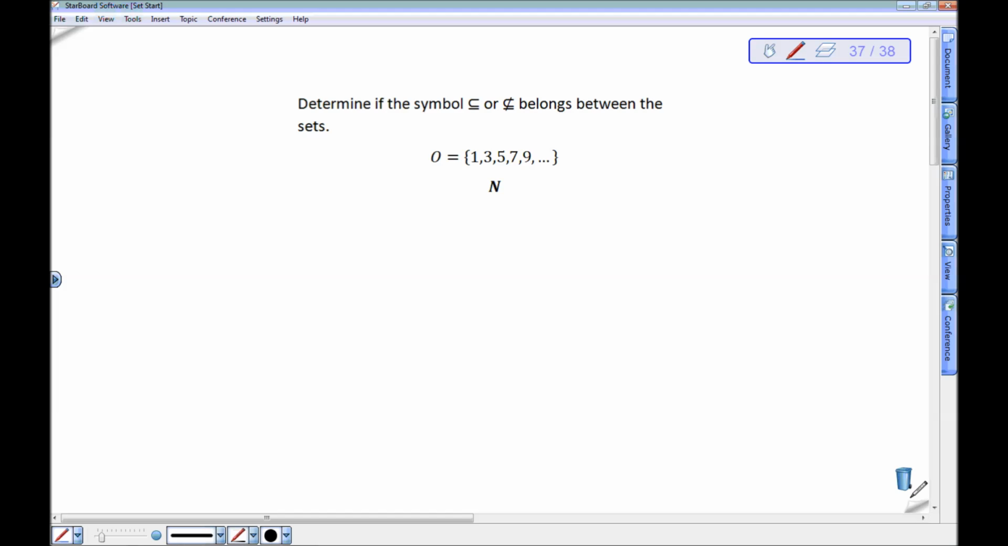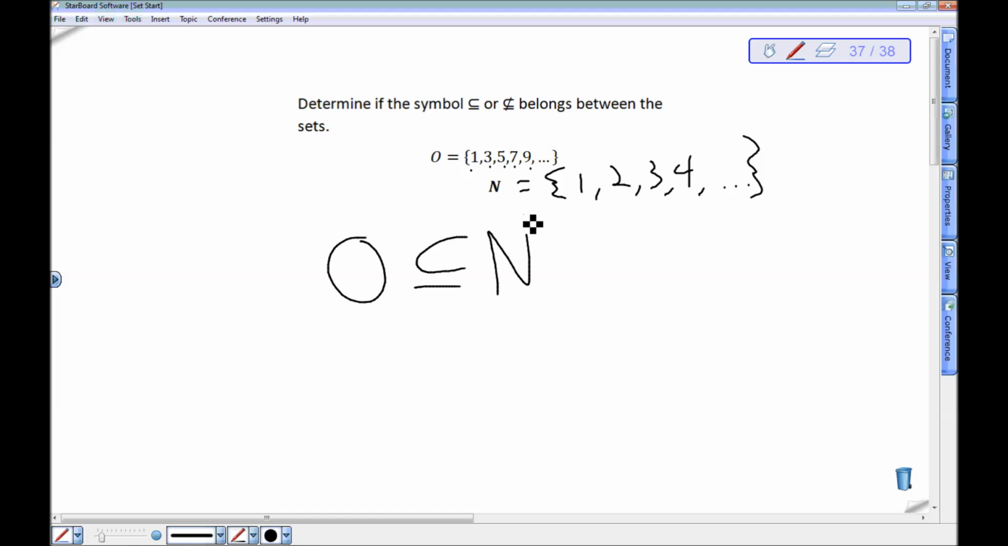Here I've got a set O. It's the numbers 1, 3, 5, 7, 9, and so on. And then I have the set N. Remember, this is the natural numbers, 1, 2, 3, 4, and so on. So I want to know, is the set O a subset of the set N? Well, 1 is in there, 3 is in there, 5 is in there, 7 is going to be in there, 9 is going to be in there. So in fact, everything in this set O is going to be in N, so O is a subset of the natural numbers, right? Everything in O is in N.